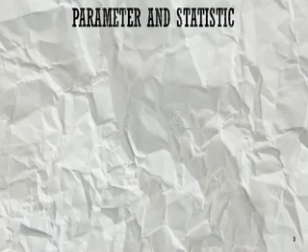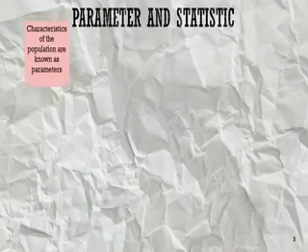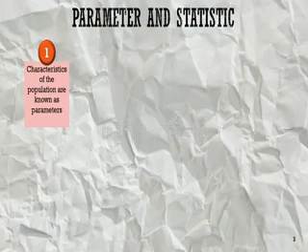Here we are to understand the difference between a parameter and a statistic. Whenever we study a population, there are some characteristics of the population in which our interest lies. That means we want to know the maximum observation in the population. We may be interested in knowing the average of the observations in the population. What is the average in the population? We may be interested in knowing the variation in the population.